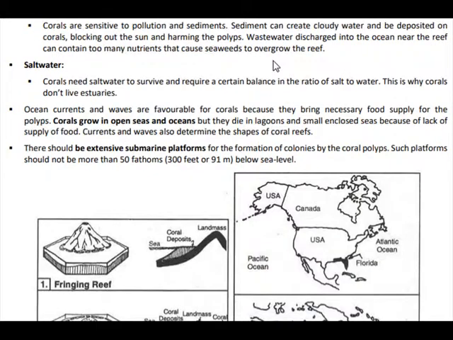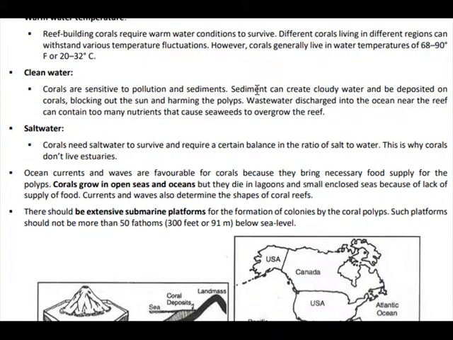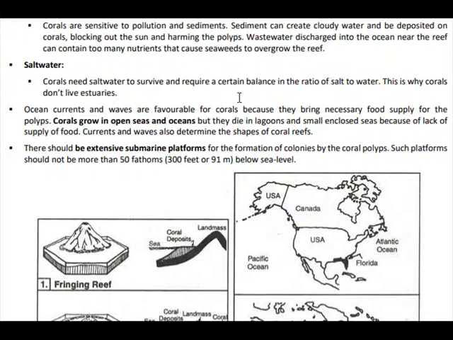Clean water. Corals are sensitive to pollution and sediments. Sediment can create cloudy water and be deposited on corals, blocking out the sun and harming the polyps. Wastewater discharged into the ocean near the reef can contain too many nutrients that cause weeds to overgrow the reef. Saltwater. Corals need salt water to survive and require a certain balance in the ratio of salt to water. This is why corals don't live in estuaries.